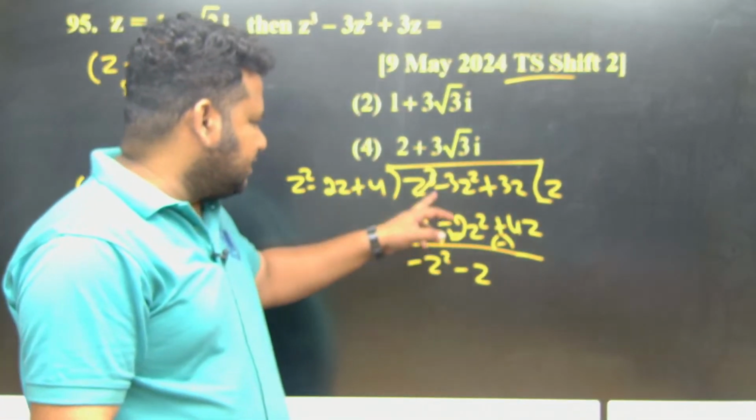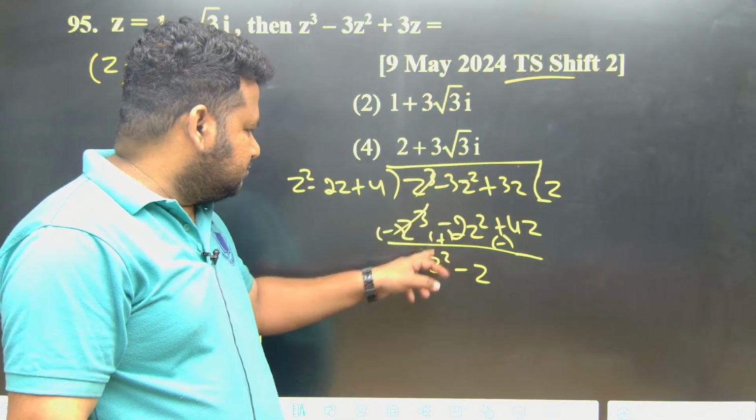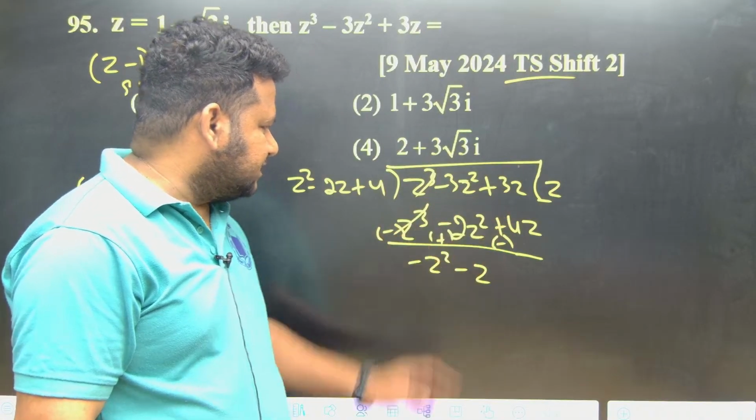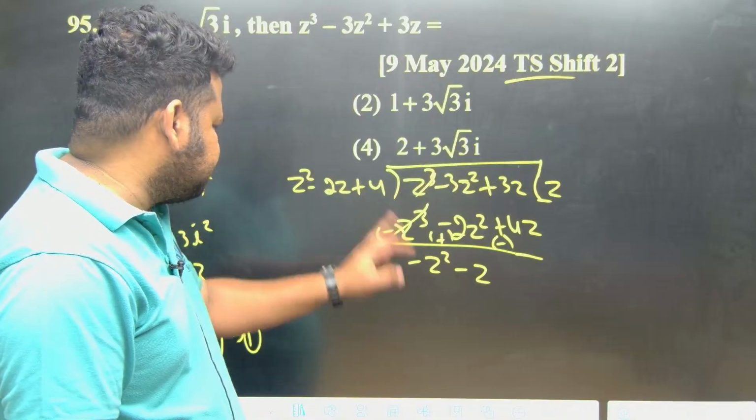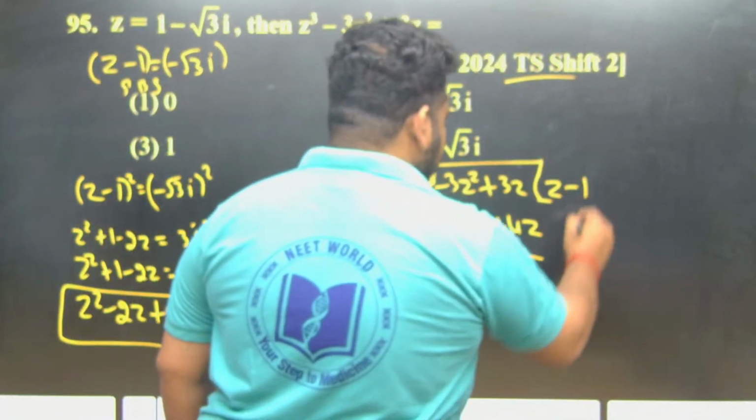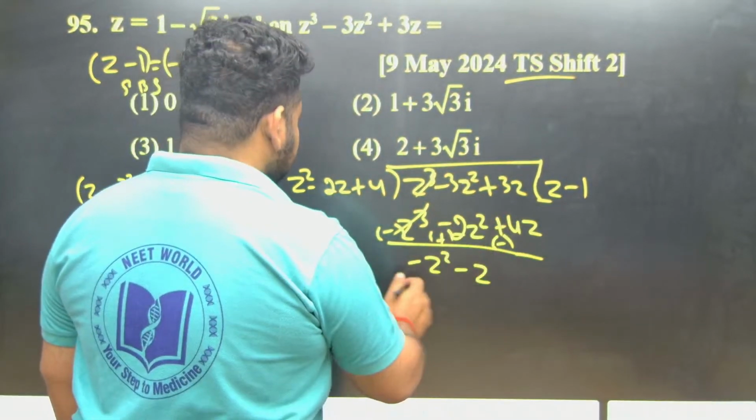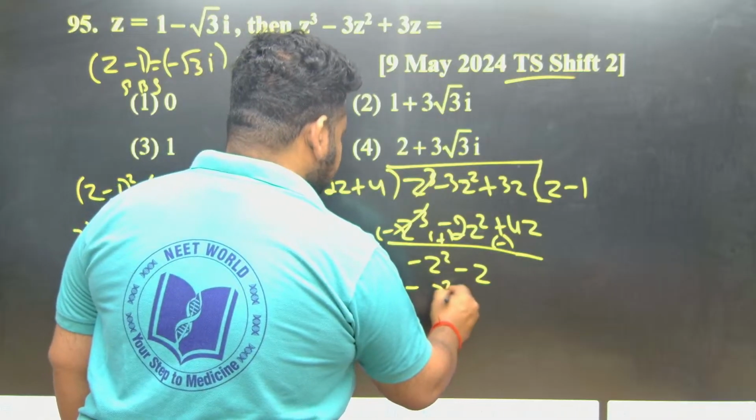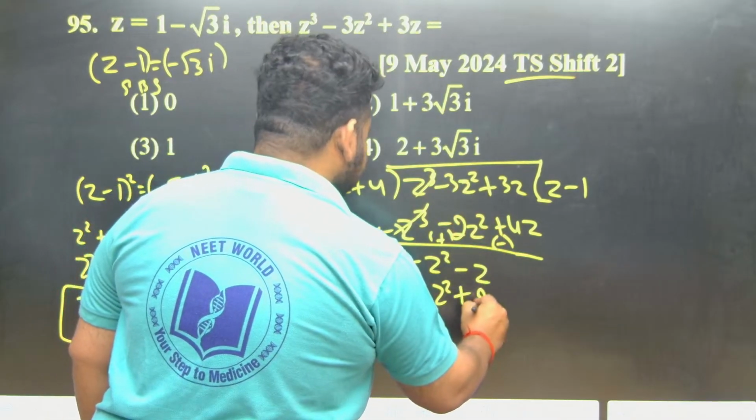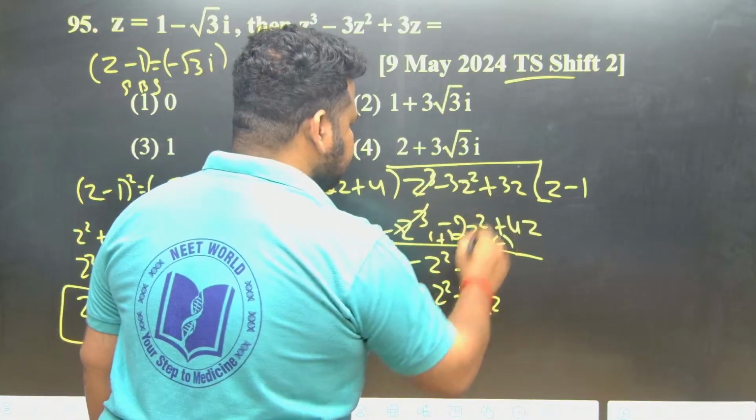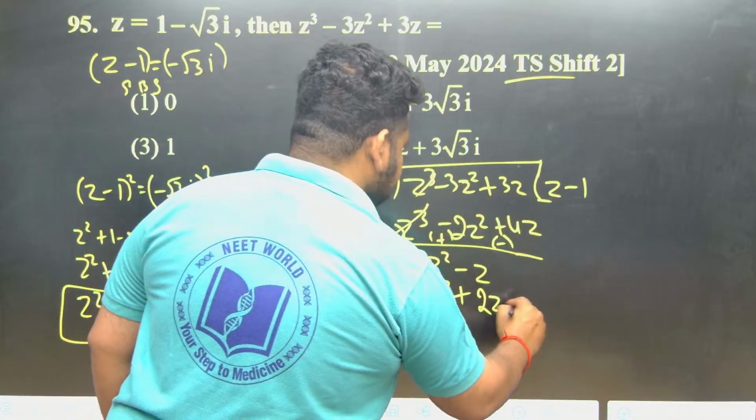Next, I have minus z square and minus z. What should I write? If I divide by z square, I will have minus 1. Minus 1 into z square is minus z square. Minus into minus gives plus 2z. Plus 4 into minus 1 is minus 4.